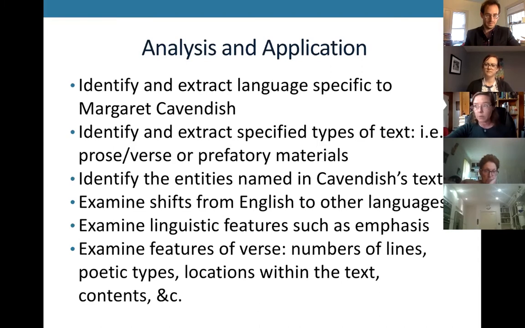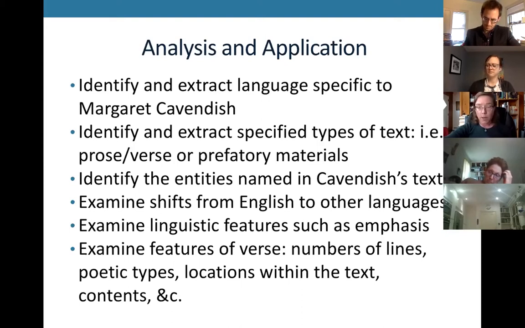And we can do the same sort of thing focusing on prose or verse, language in English and Latin, and so on. We can also look at named entities, the various people, places, and other things named in works by Cavendish and others. And we can look at language shifts. Does Cavendish use Latin and French in ways that are similar to other 17th century writers? Finally, we can analyze the aspects of verse that are modeled in the encoding. For instance, the different types of verse, those elements contained within verse lines, how emphatic is verse in comparison to prose, and where verse appears within texts of different genres or from different time periods. Essentially, anything within the encoding can be a lever for analysis.